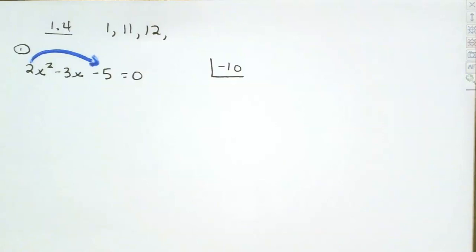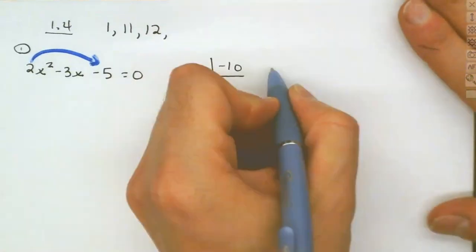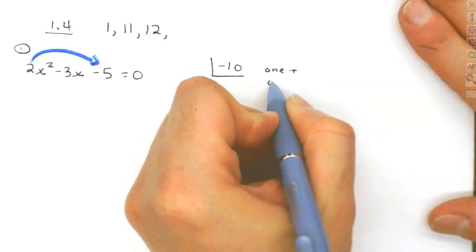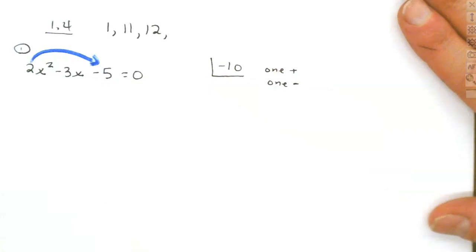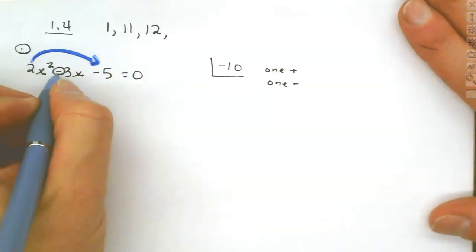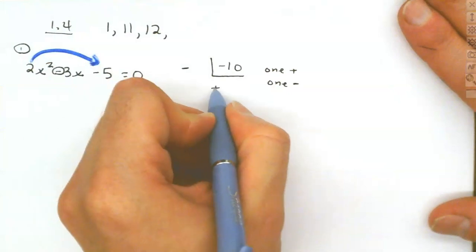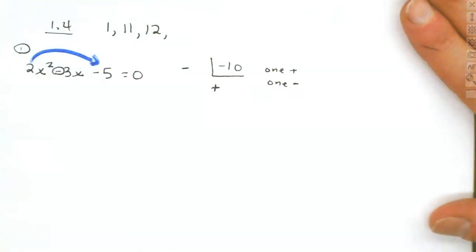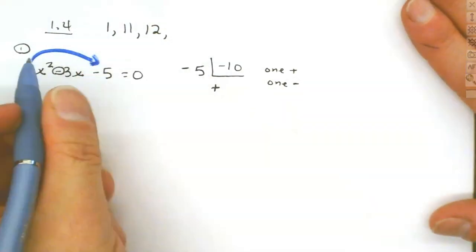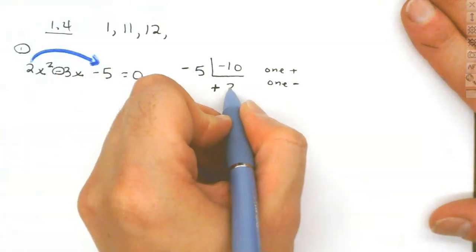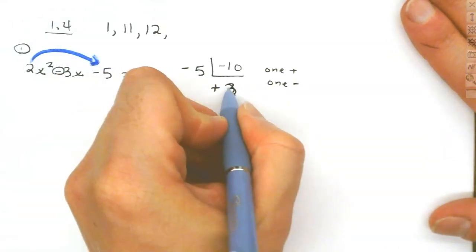We're going to look at question number 1. We took the first times the last, which is a negative 10. It's negative, so we know one number is positive and one number is negative. The sign in the middle is negative, so the larger one is negative, the smaller one is positive. What two numbers multiply together to give me 10, and subtract from each other to give me 3 in the middle? Okay, 5 and 2. It's a negative 3, so we need a negative 5 and a positive 2 there.